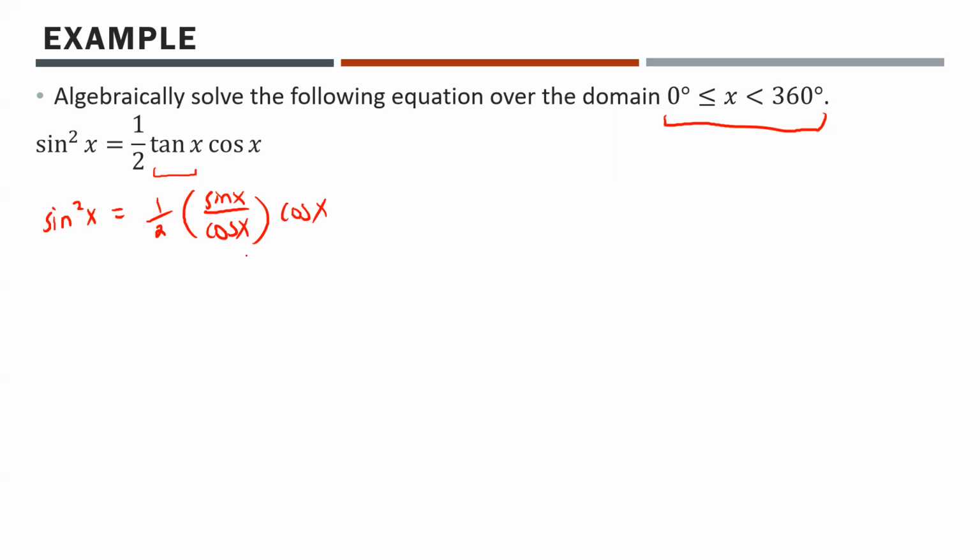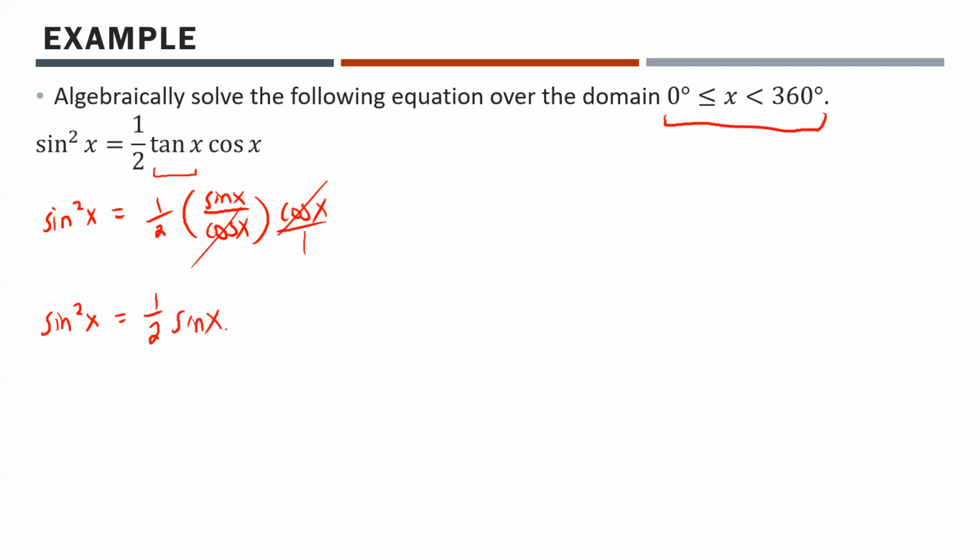Now, if you're pretty keen, you might notice what's going to happen here. Sine x over cos x times cos x. Well, that cos x on the bottom and this cos x right here are actually going to cancel each other out, because this is multiplying this. You can think of cos x as cos x over 1. That's just going to knock that bottom denominator totally out. So we're going to be left with sine squared x equals 1/2 sine x.